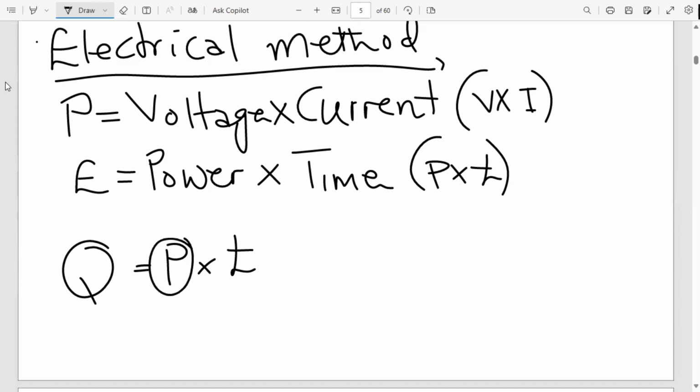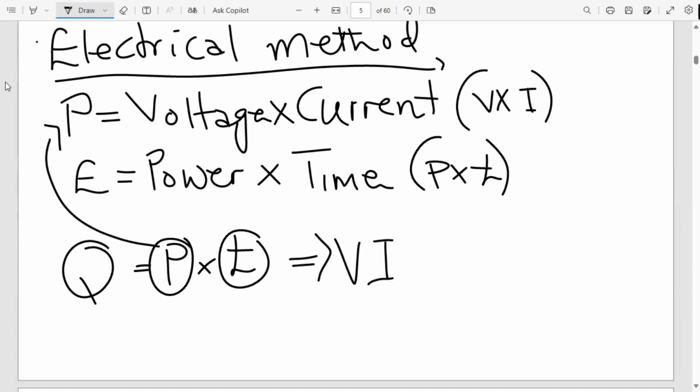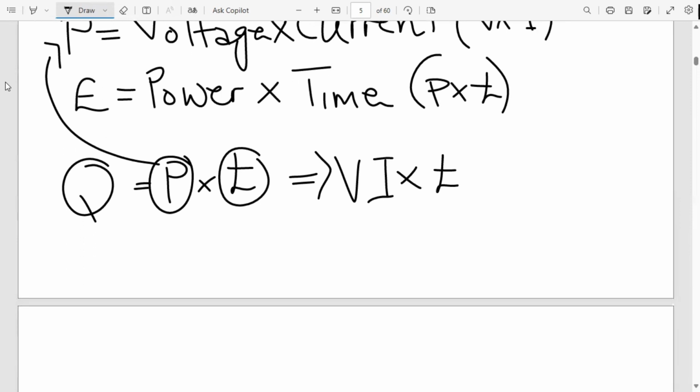And we know the formula for power is current multiplied by voltage, and we have time here. So we can simplify this formula to say Q is equal to V, which is voltage, multiplied by current, just representing power, multiplied by T, which is the time taken for that substance to heat up.